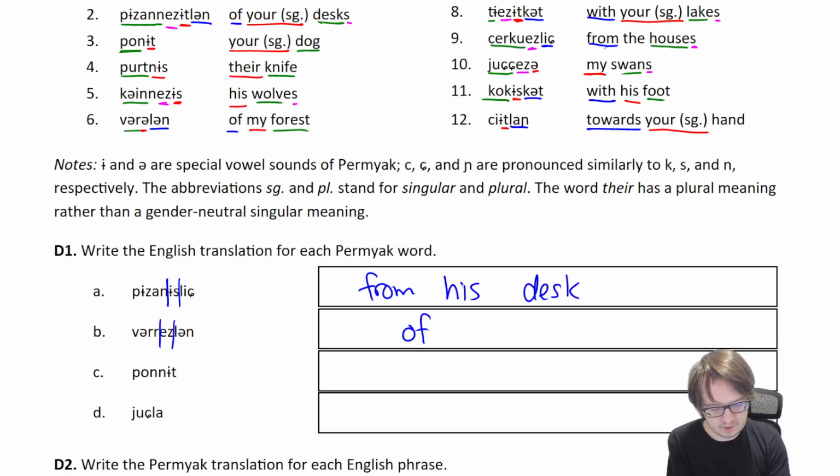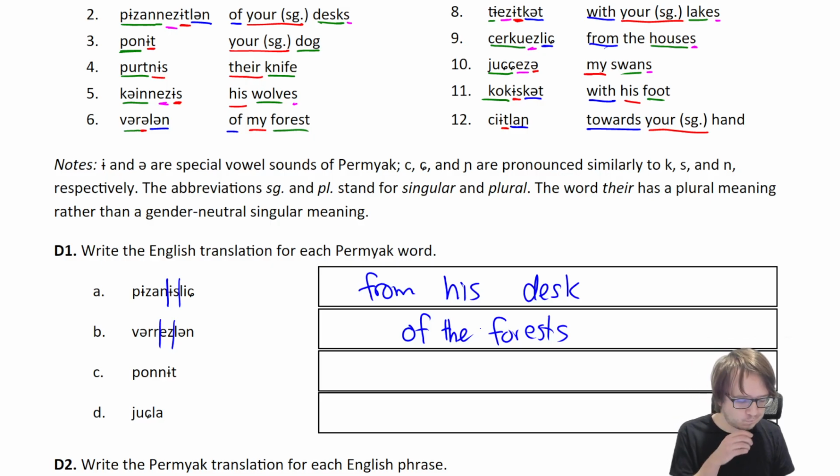The "es" is going to be the plural, and "ver," if we take a look above, is forests. Now, what I see here is that there's no like his, her, my, or whatever. So it looks like in this language, if there's no other markings, it's just "the."